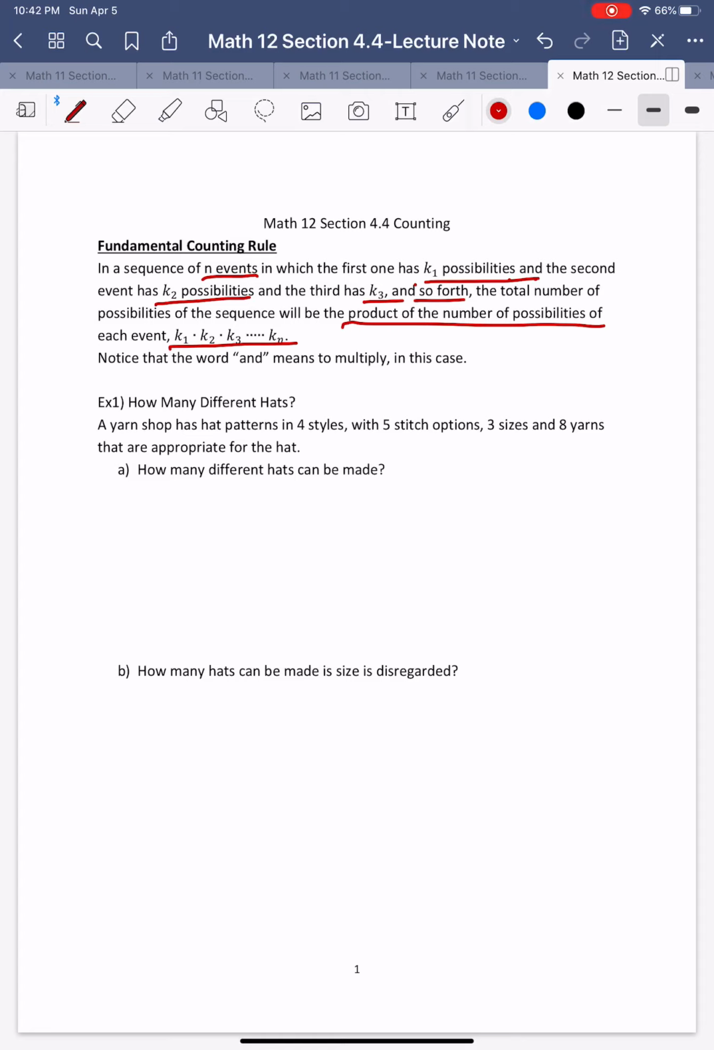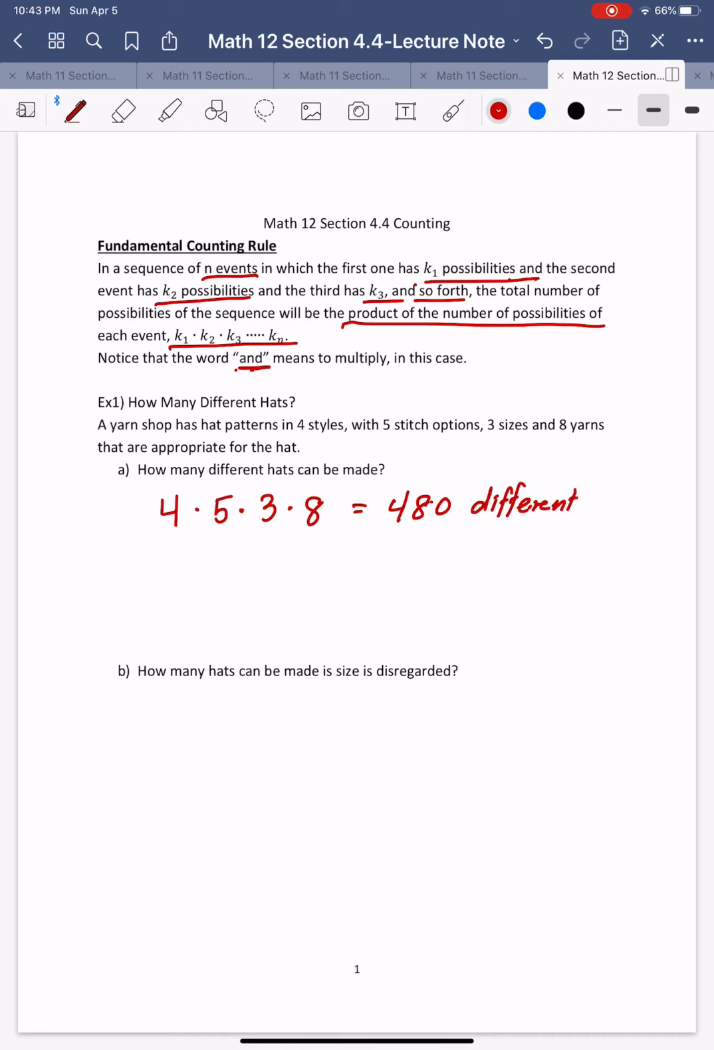So this is actually multiplying, so we'll do the multiplication. So how many different hats? Your chart has hat patterns in 4 styles, with 5 stitch options, 3 sizes, and 8 yarns that are appropriate for the hat. How many different hats can be made? So there are 4 styles and 5 different stitch options and 3 different sizes of hat and 8 yarns. So multiply all together, which becomes 480 different hats.